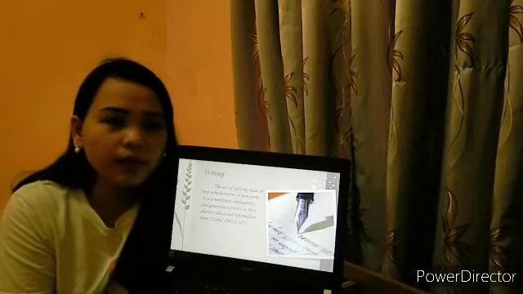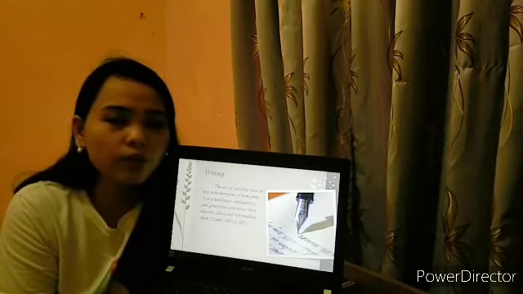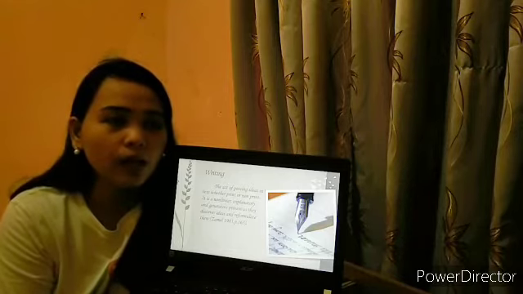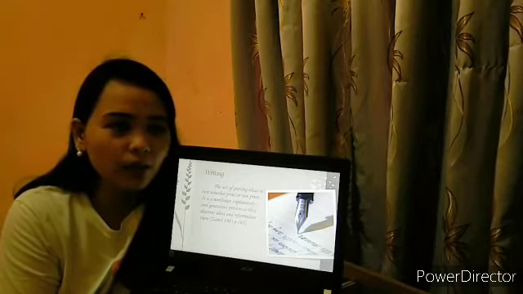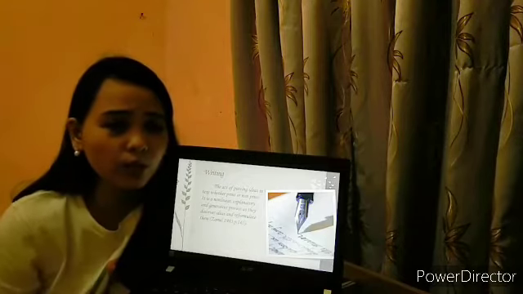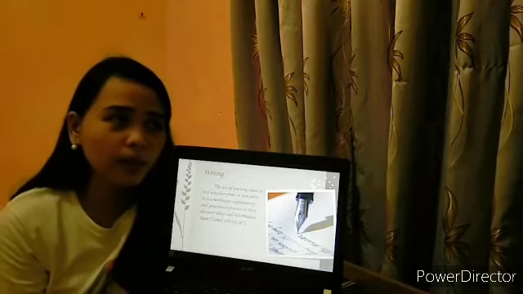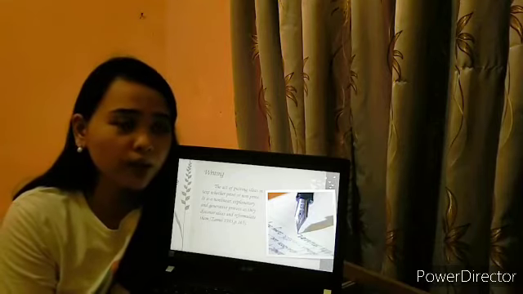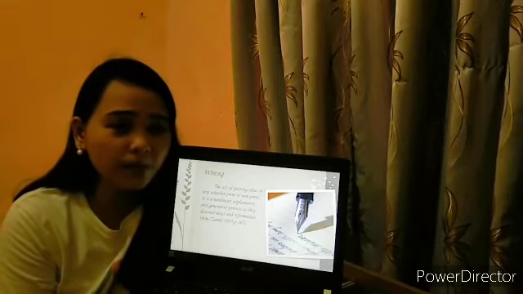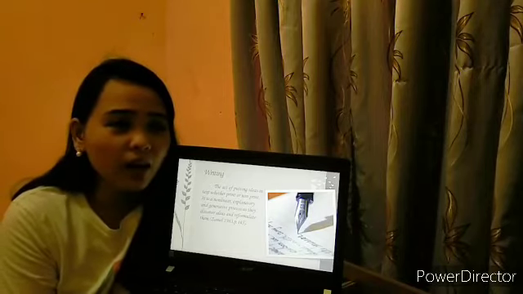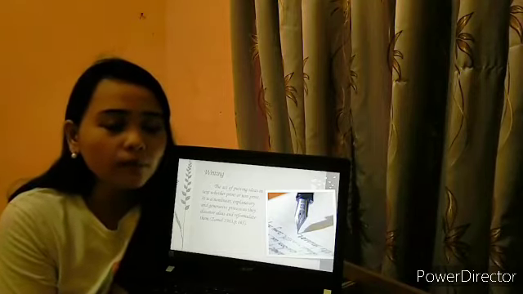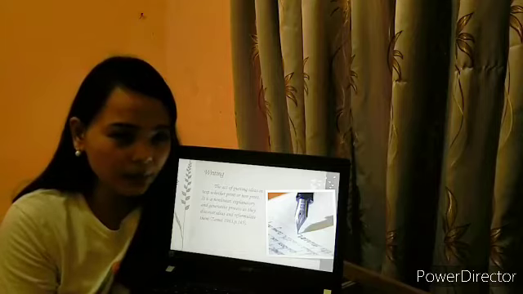So any composition that is written, whether on a device or using a traditional way, which is written on a board, with pen, pencil, paper, they are all considered as writing.